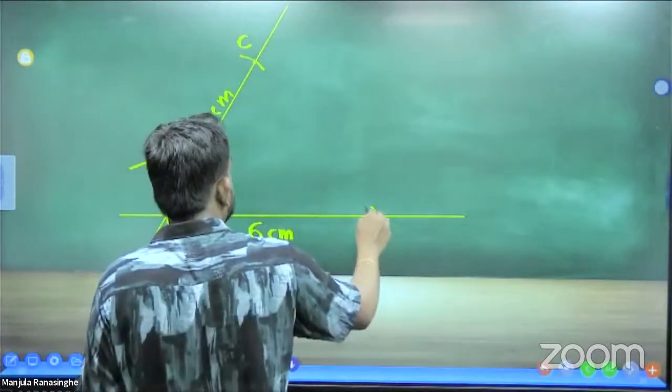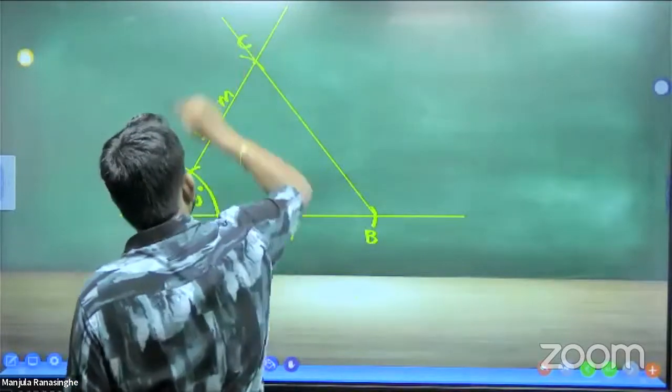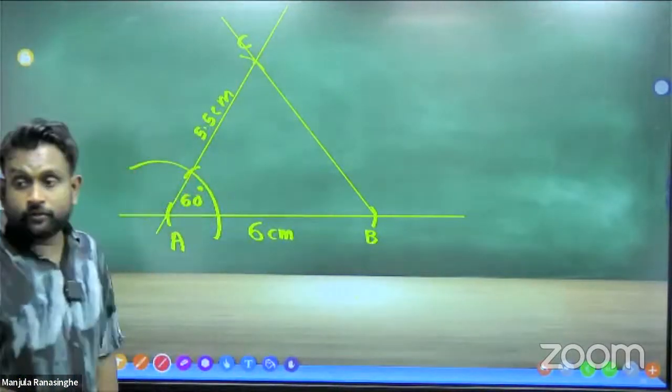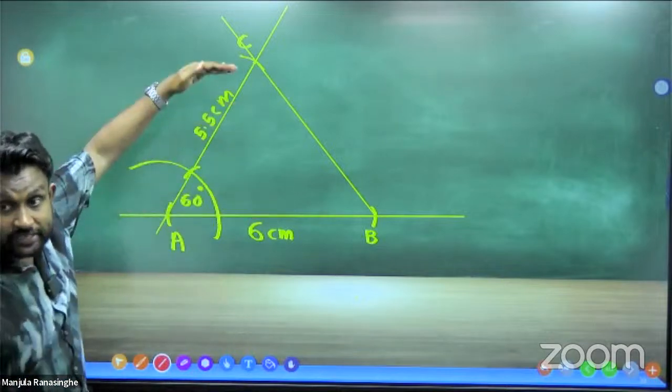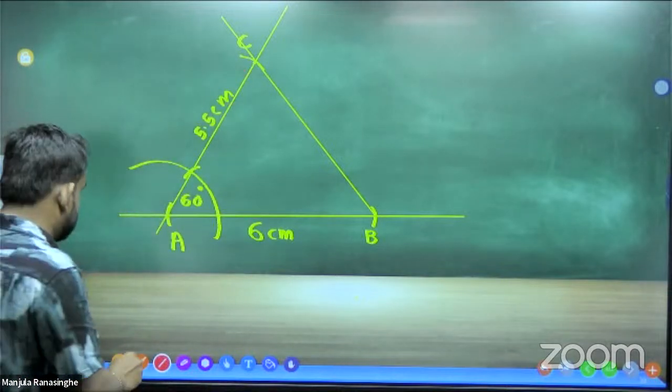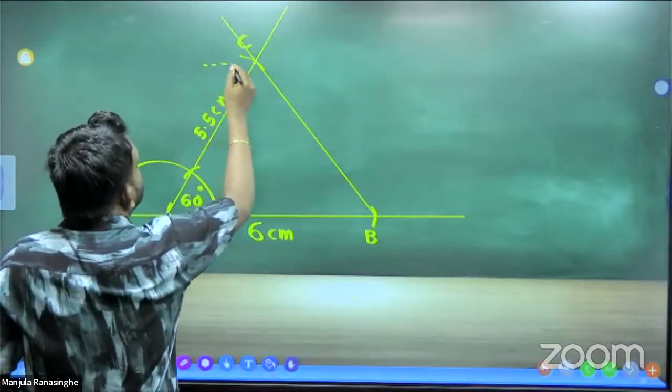Then check that B and C are connected here. Connected in this manner, no problem. Fine. Construct a line parallel to AB through C. The line passing here should go this way.